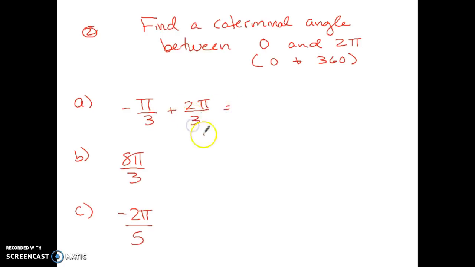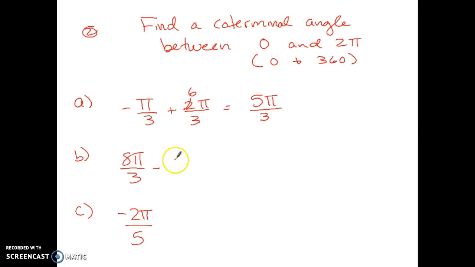Least common denominator would be 3, which means this becomes 6. Negative 1 plus 6 is 5 pi over 3. And I'm done. That was so much quicker than if I would have converted and added, okay? Now the next one, 8 pi over 3.